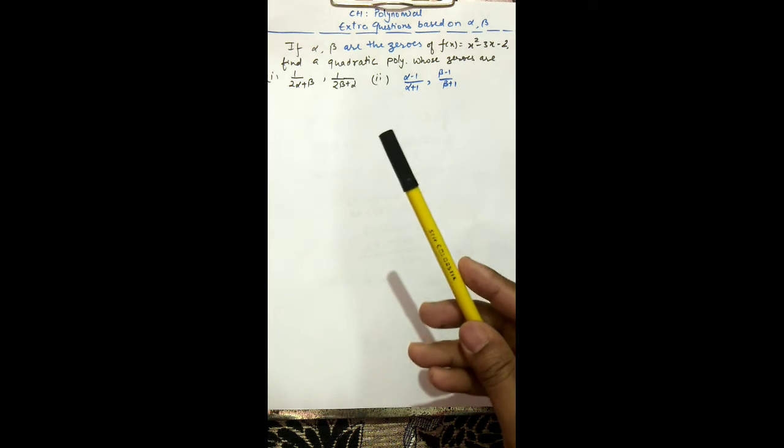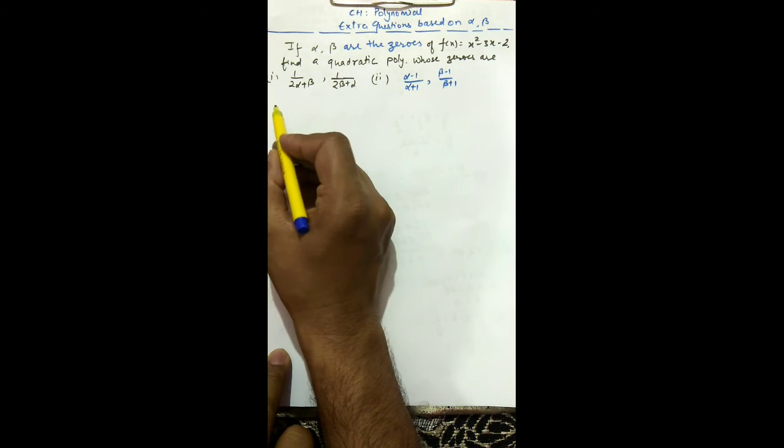Now we are going to do questions based on alpha and beta, normally set as the zeros of the polynomial. So this is alpha, beta. It's given that they are the zeros of the polynomial x square minus 3x minus 2. You have to find the quadratic polynomial whose zeros are, there are two parts. First part, the two zeros are 1 upon 2 alpha plus beta and 1 upon 2 beta plus alpha.